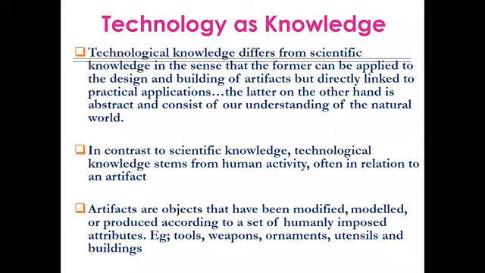Those are two different things. In contrast to scientific knowledge, technological knowledge stems from human activity, often in relation to an artifact. That's the difference. In technological knowledge, there is an artifact. In scientific knowledge, it's just knowledge, no artifact. Artifacts are objects that have been modified, modeled, or produced according to a set of humanly imposed attributes. Examples: tools, weapons, ornaments, utensils, and buildings. You realize that all these are things that humans have designed to make their lives easier. We went from living in caves to designing and building complex buildings to live in and to achieve all sorts of results. So that's what we're talking about.